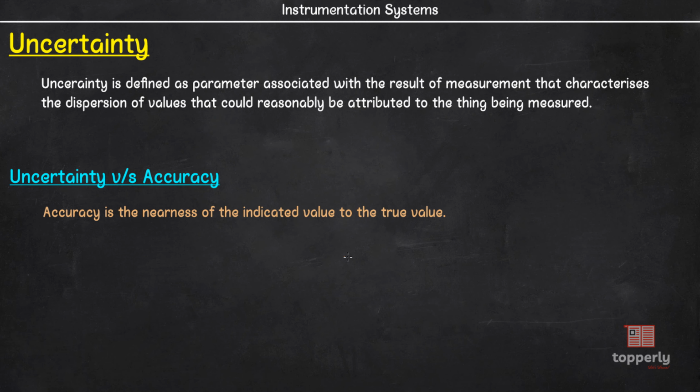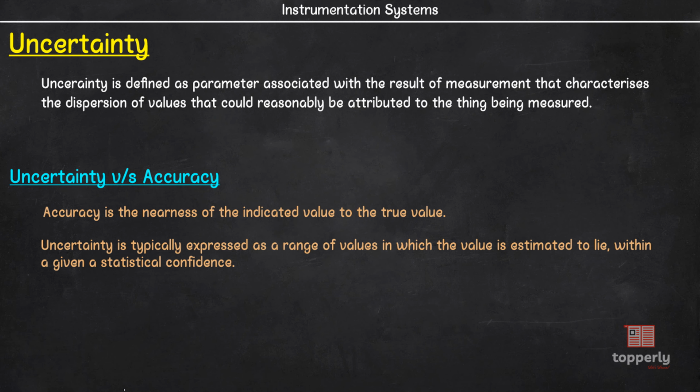But in practice, we will never know the true value of any quantity. Even with the finest measurement instruments, perfect values cannot be realized. It is simply impossible to define or make perfect measurements. Neither nature nor the laws of physics allow it. But in the case of uncertainty, such a problem does not arise. This is because it does not attempt to define or rely on one unique true value. Uncertainty is typically expressed as a range of values in which the value is estimated to lie.